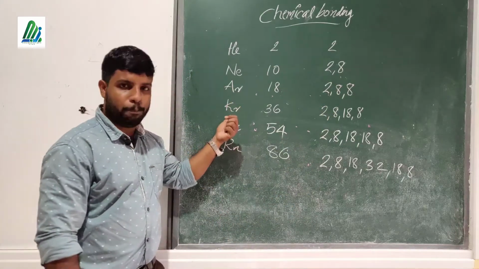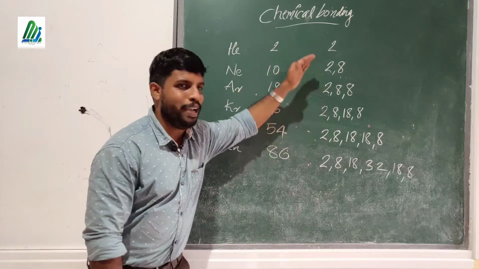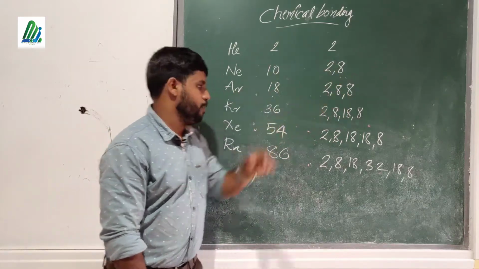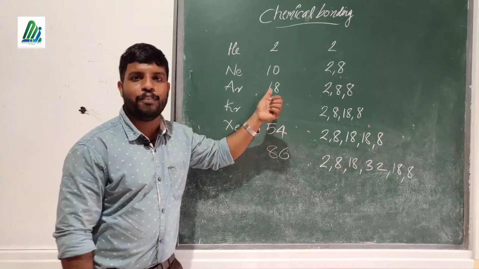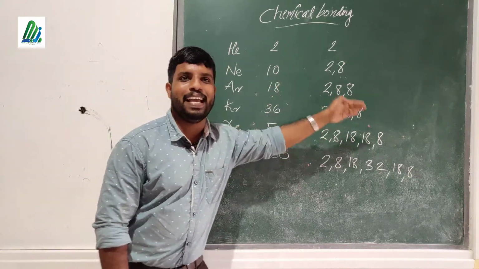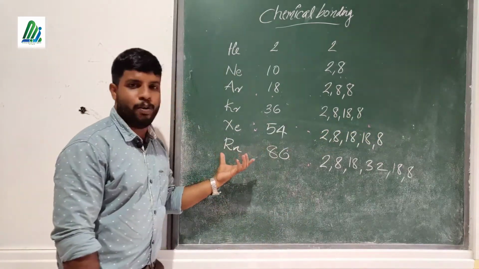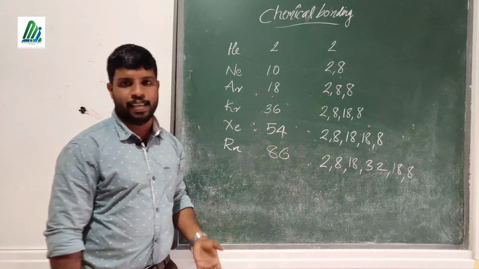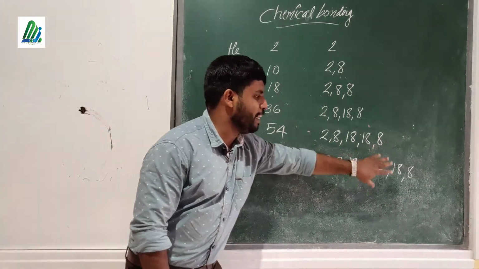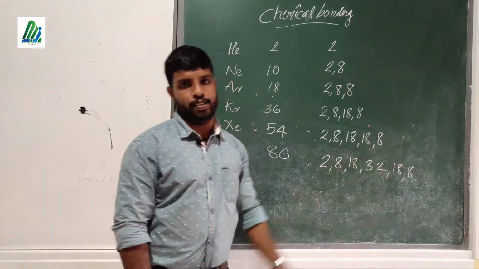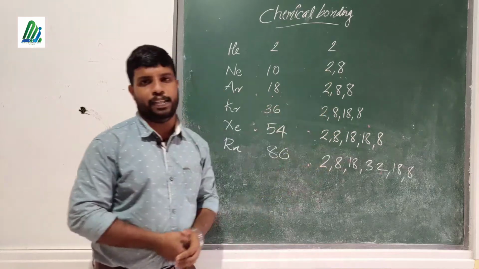The fourth one, krypton: atomic number 36, electronic configuration 2, 8, 18, 8. Then xenon: atomic number 54, electronic configuration 2, 8, 18, 18, 8. The last one, radon: its atomic number is 86, and the electronic configuration is 2, 8, 18, 32, 18, 8.